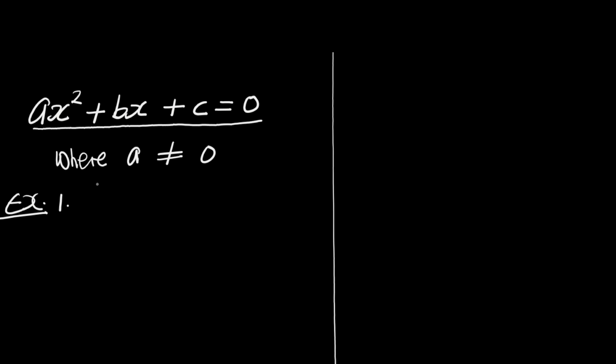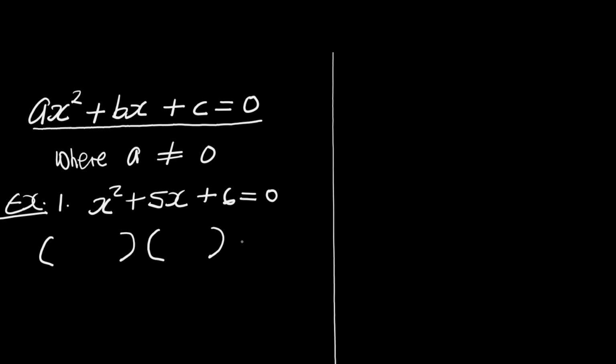Example 1. x squared plus 5x plus 6 equals 0. Now we have a problem like this. What do we do? We have to express this equation as a product of two brackets. We open the first bracket and open the second bracket, which equals 0. Now, for these two brackets, we have to look for two numbers that when we multiply them give us 6, and when we add them give us positive 5.